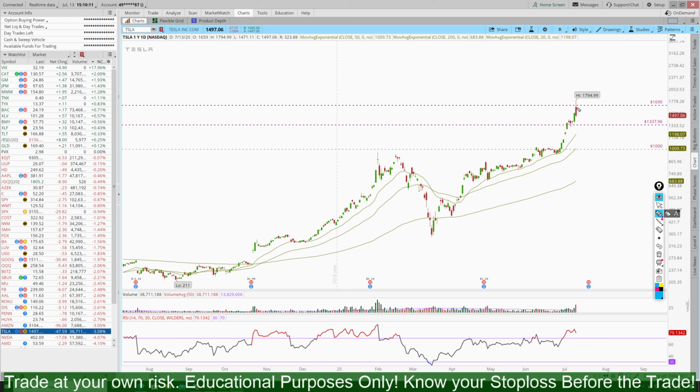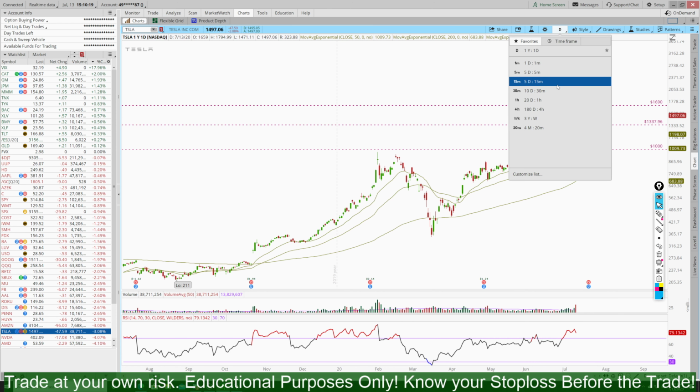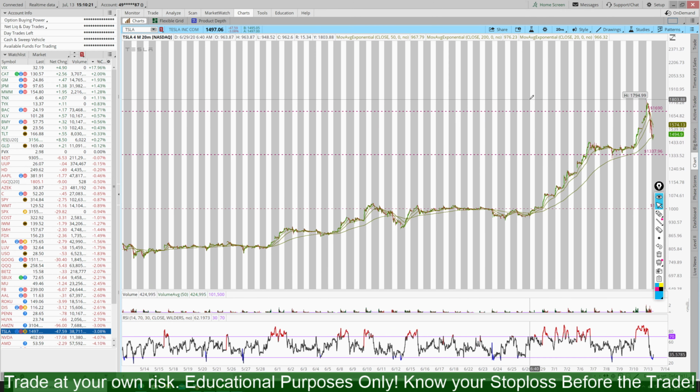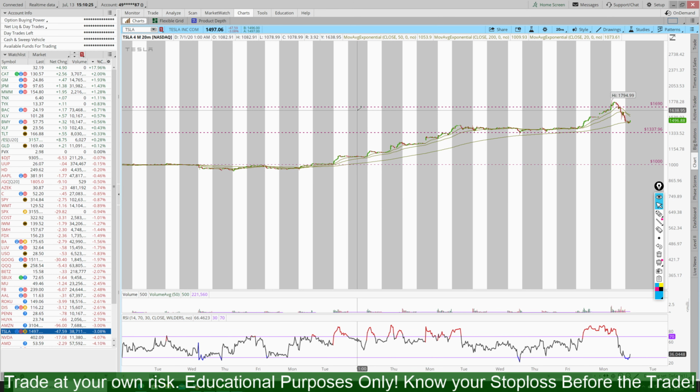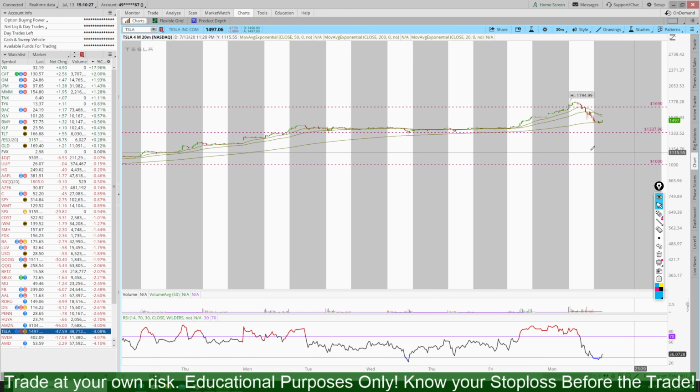We're getting pretty extended here, okay? So I'm gonna go to a lower time frame. Lower time frame wise, I was trading the 20-minute chart, so that's what we're gonna look at. And I'm going to zoom in here.